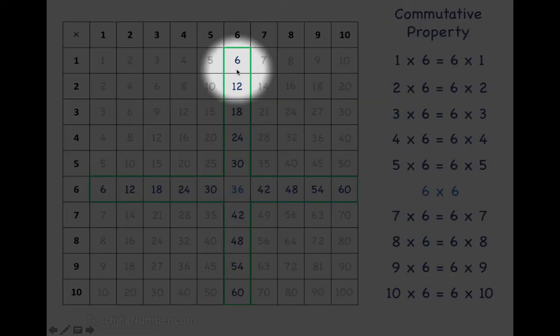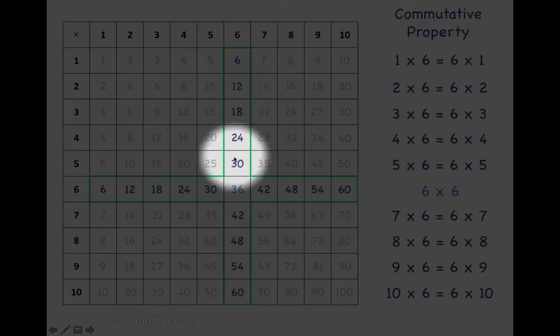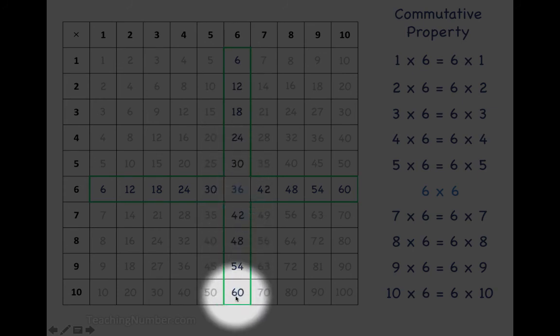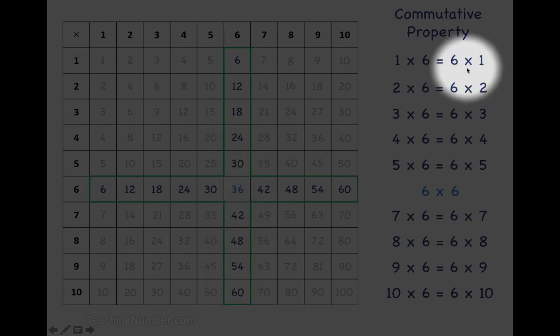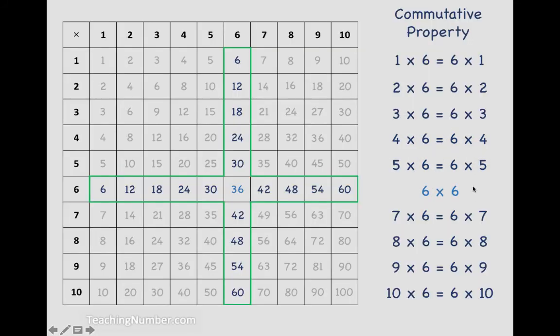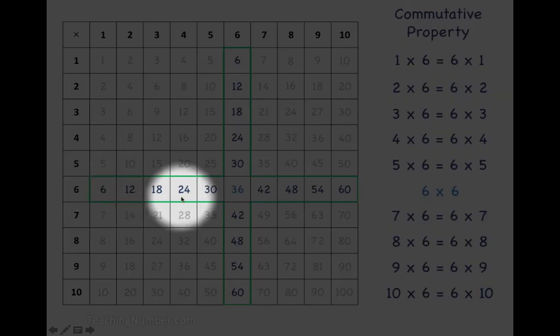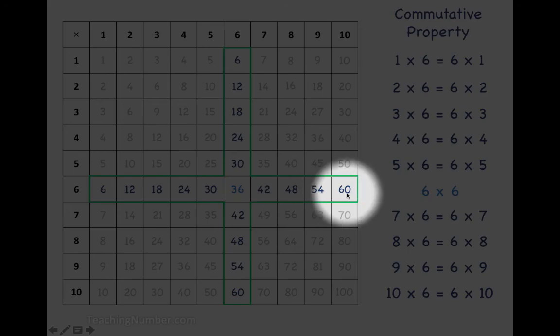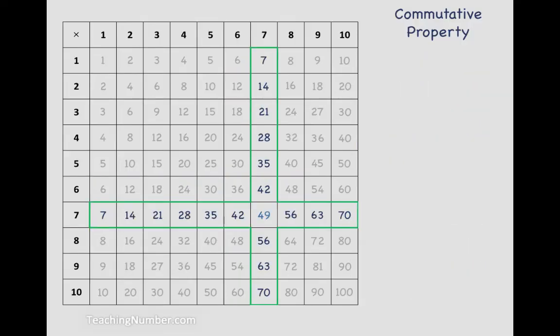I hope you said those expressions are vertical. They're in the column. The second column of expressions, 6 times 1, 6 times 2, 6 times 3, 6 times 4, 6 times 5, etc., those expressions are horizontal. They're in the row. Okay, let's look at a factor of 7.